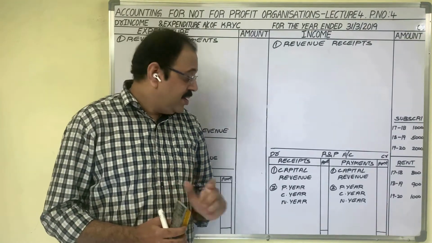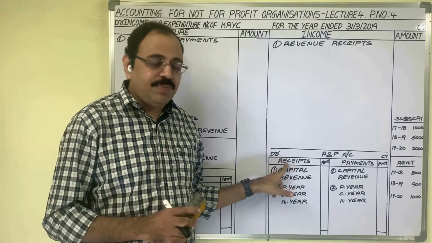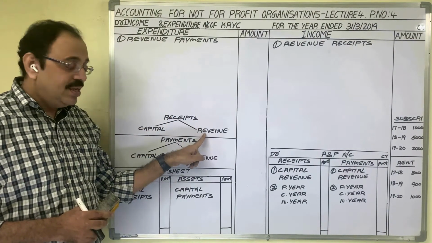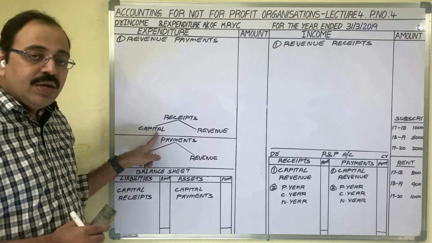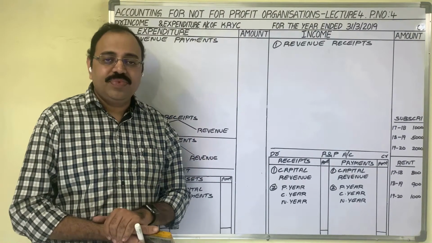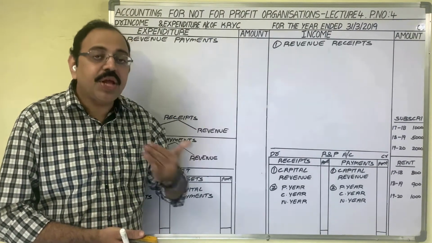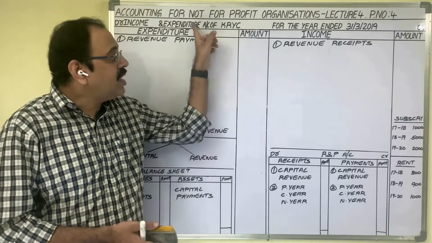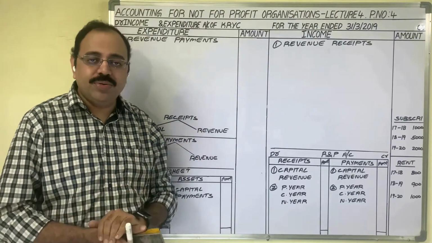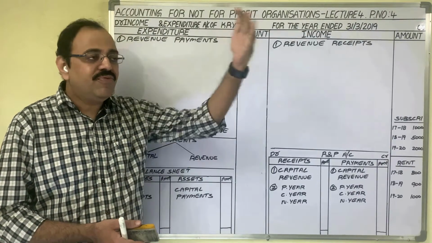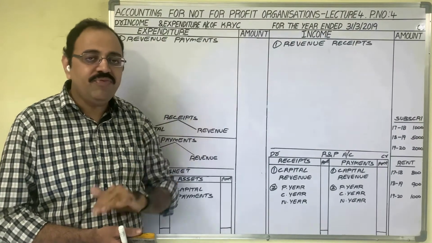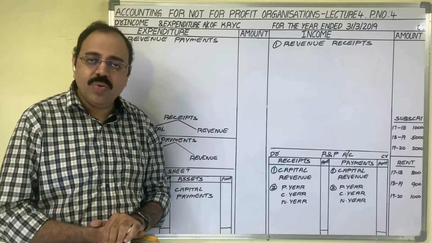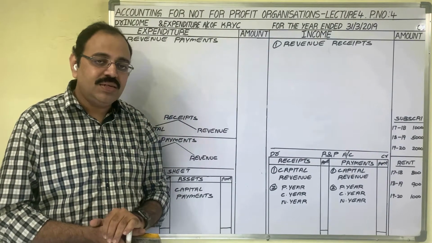The next point is that receipts are of two types: capital receipts and revenue receipts. Capital receipt means what? A non-recurring receipt, which means it doesn't come regularly. A rare receipt. For example, this organization has taken a bank loan. It is a receipt because cash is coming into the firm from the bank. Are they going to take bank loans regularly? No. So it is one rare receipt.